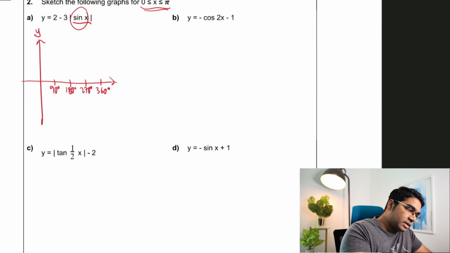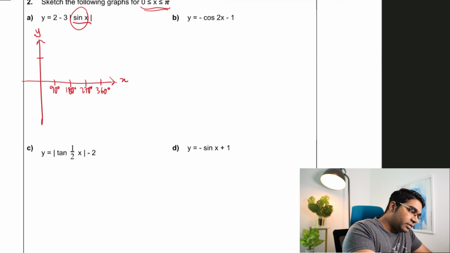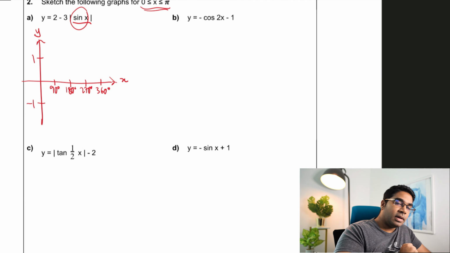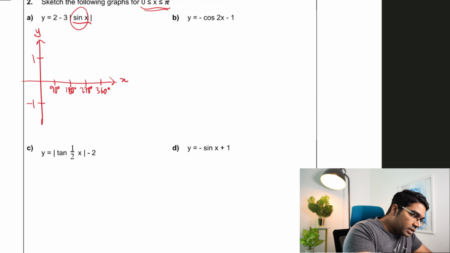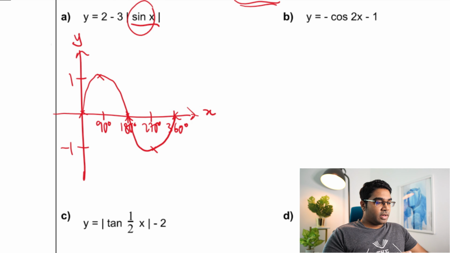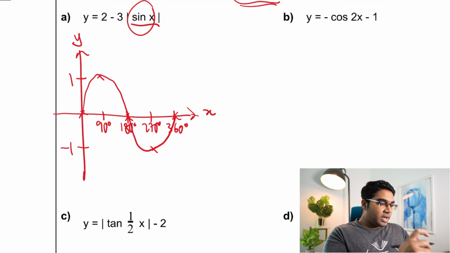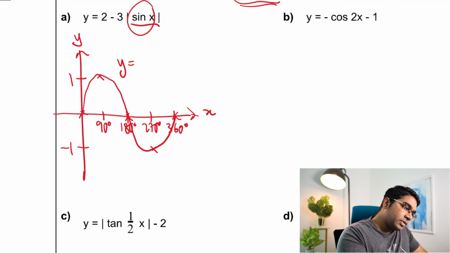This is the y-axis and the x-axis. For y equals sine x, we have an amplitude of 1. And the graph goes 0, 1, 0, minus 1, and 0. So we get a sinusoidal graph like this. This is just a rough sketch, so we don't have to be very accurate with it yet because we're going to make changes to this graph. So this is our basic graph of y equals sine of x.